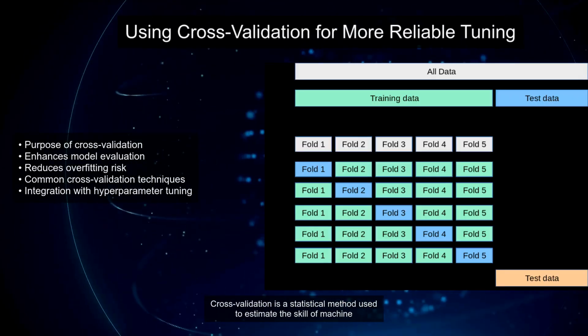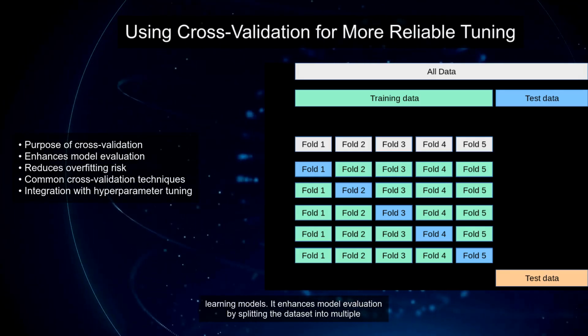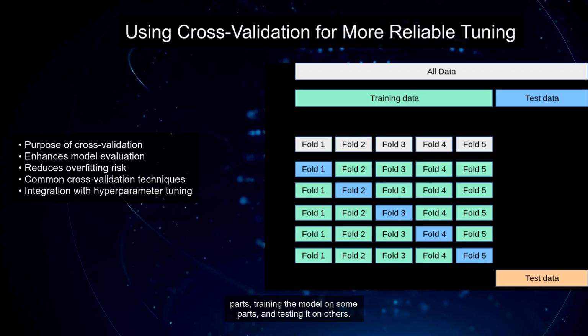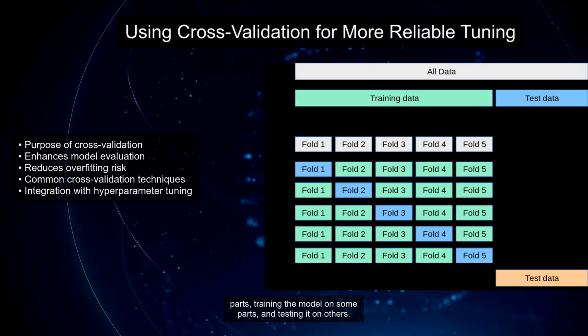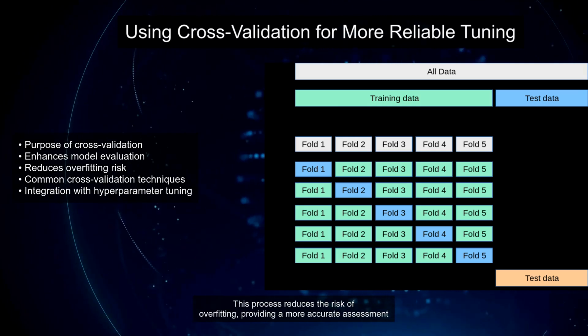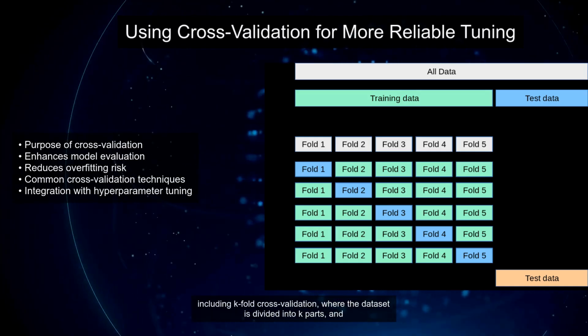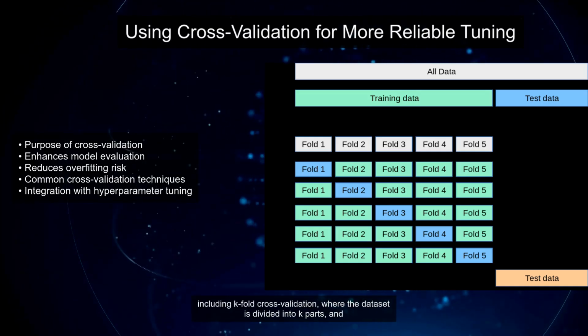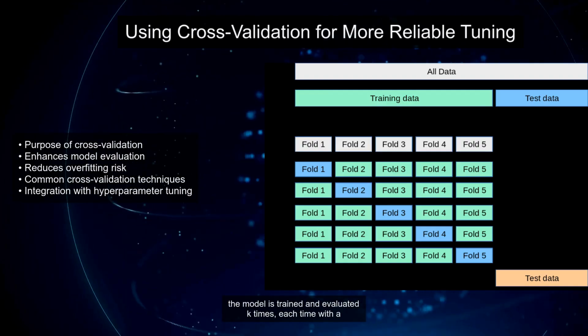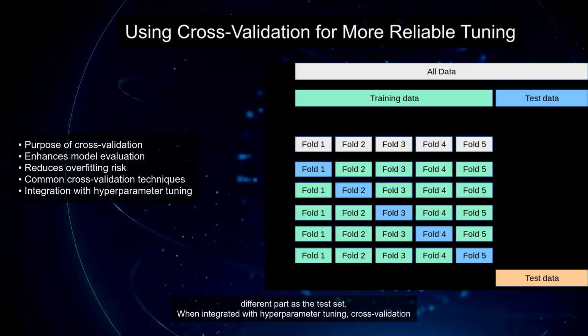Cross-validation is a statistical method used to estimate the skill of machine learning models. It enhances model evaluation by splitting the dataset into multiple parts, training the model on some parts, and testing it on others. This process reduces the risk of overfitting, providing a more accurate assessment of how the model will perform on unseen data. Several techniques exist, including k-fold cross-validation, where the dataset is divided into k parts, and the model is trained and evaluated k times, each time with a different part as the test set.